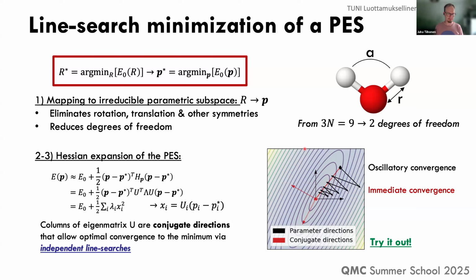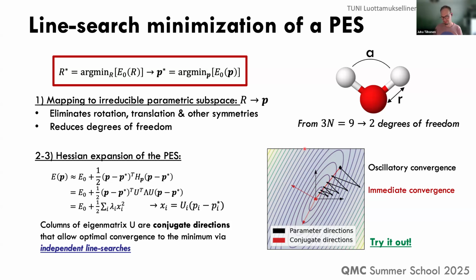Well, we can assume that near the equilibrium P star, the PES can be expanded to second order through the Hessian H_P. And by diagonalization of this Hessian, if we have information of it, we can formulate this into an algorithm that operates on independent line searches based on the eigenvectors of this Hessian, so that in this harmonic regime of the PES, we can immediately find the minimum by independently minimizing energy along these directions.